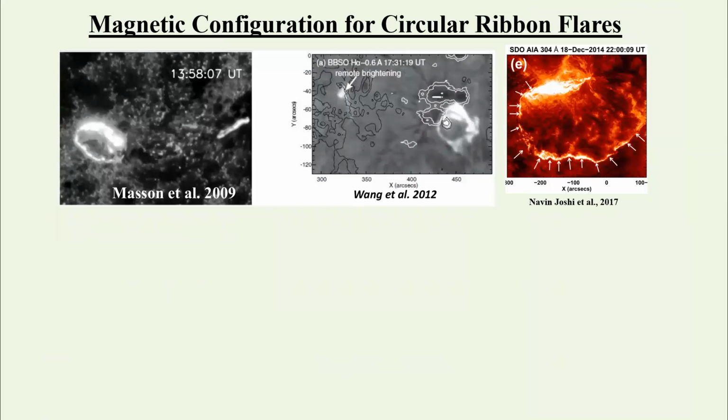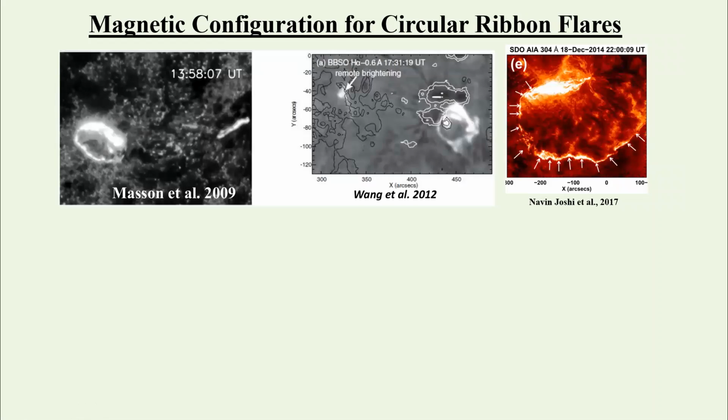So later on, there is a development in the TRACE spacecraft. They observed some circular kind of structure in the solar chromosphere or the lower solar heights. And later on, in the H alpha as well as in the SDO observation, we observed some sort of circular kind of pattern after the flare reconnection.